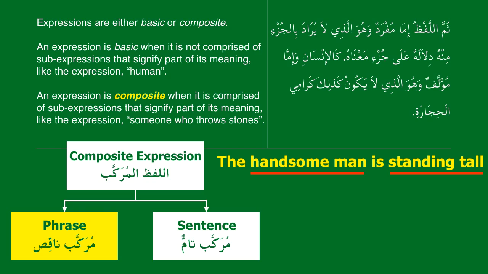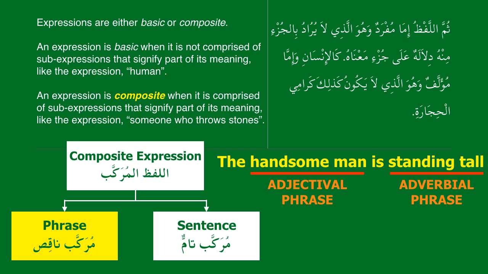They're composite expressions because they are composed of sub-expressions that signify part of the meaning. Handsome man is composed of handsome and man. Standing tall is composed of standing and tall. But they are phrases. They aren't sentences. They're murakkab naqis. Now you have in various languages different kinds of phrases. So handsome man in English is called an adjectival phrase. Standing tall is called an adverbial phrase.